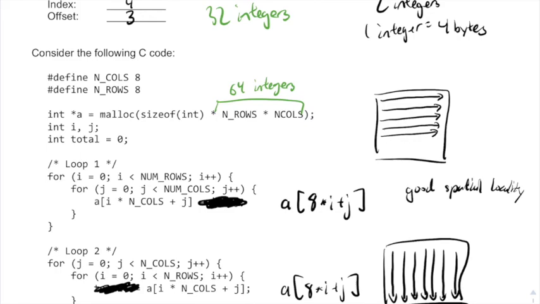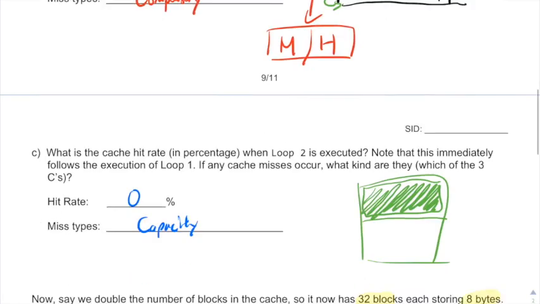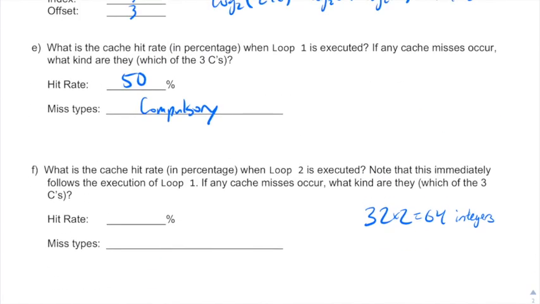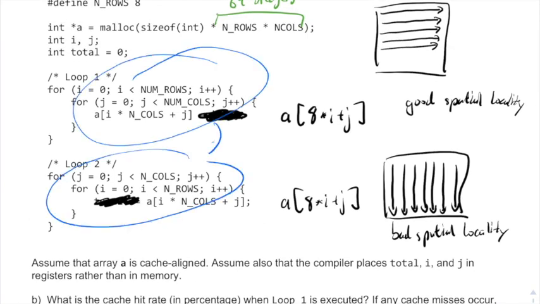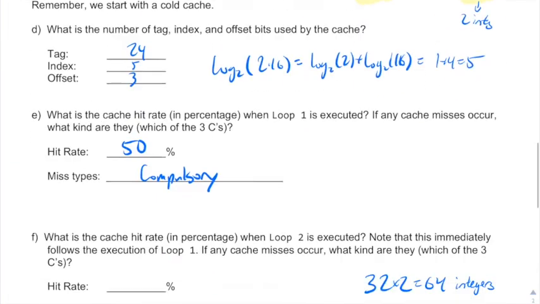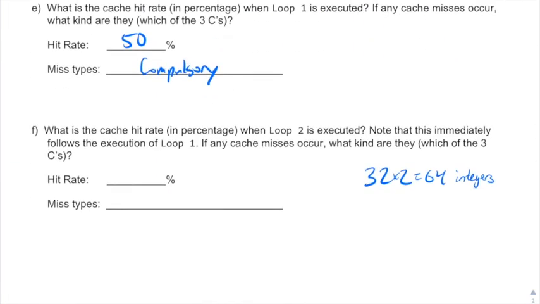Because we're still running the same code here, we're still running code with 64 integers. By the time we run loop 2, after we run loop 1, all the items will have been moved into the cache. Therefore, the answer to part F is 100%. And there's no miss type.